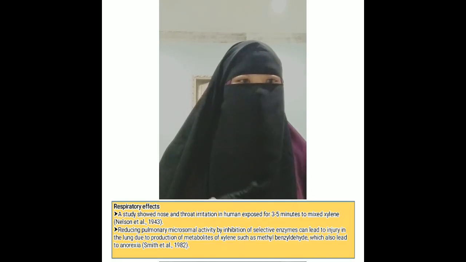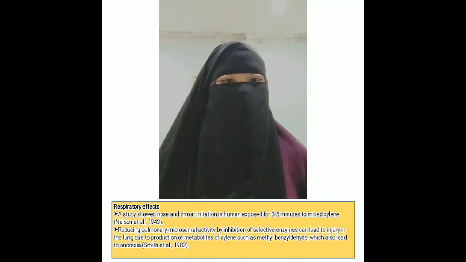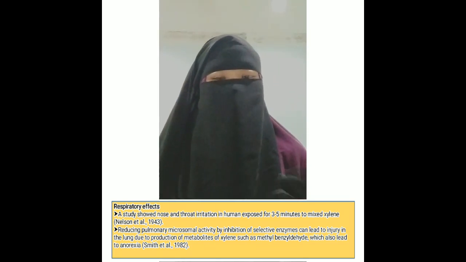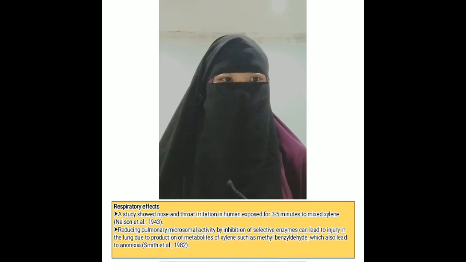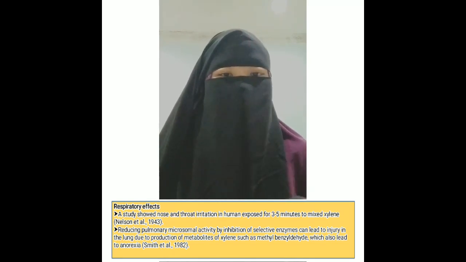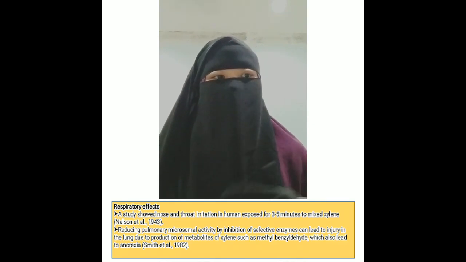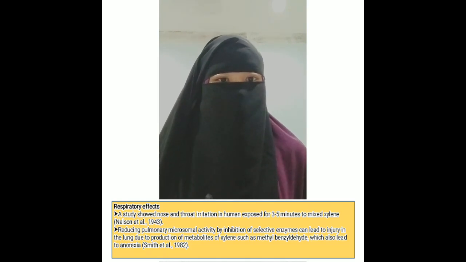And then we go to the respiratory effects due to xylene exposure. So a study showed nose and throat irritation in humans who were exposed for 3 to 5 minutes to mixed xylene, and then reducing pulmonary microsomal activity by the inhibition of selective enzymes can lead to injury in the lung due to production of metabolites of xylene such as methylbenzaldehyde, which also leads to anorexia.